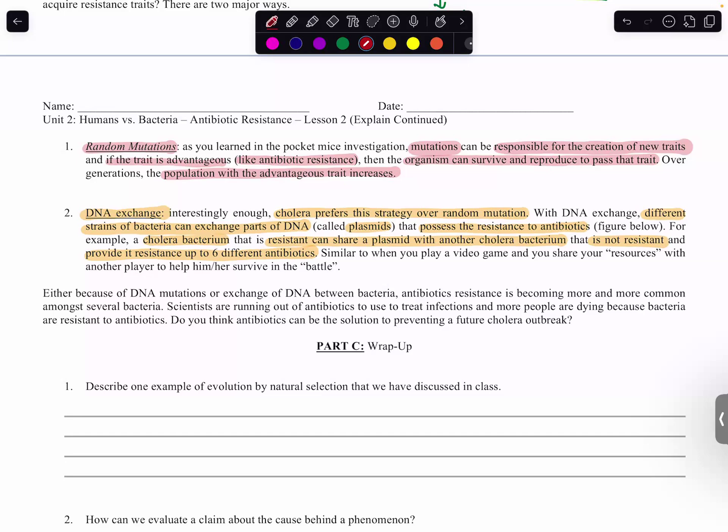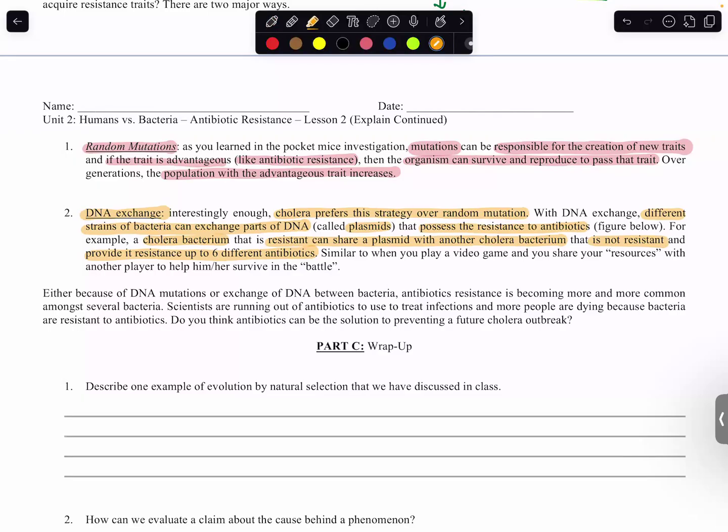So no wonder it prefers that over random mutations. I don't want to sit around and wait for a random mutation. I want to go ahead and be proactive and exchange DNA with my fellow colleague, my fellow bacterium, and be as resistant as we can possibly be. Okay?